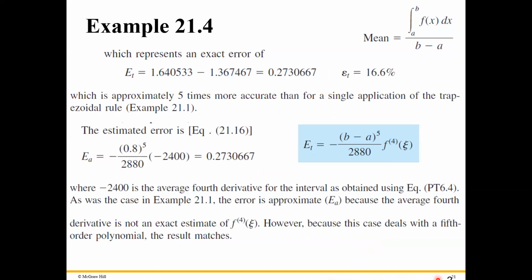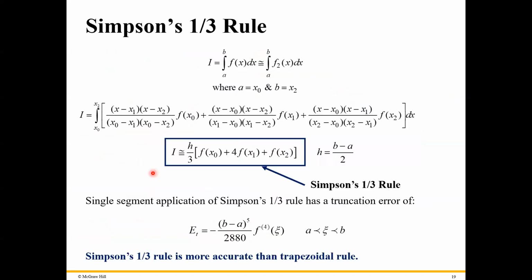Going forward in this same example, if we want to find the approximate error, we can find it from this equation. Simply we will input the values into this equation and then find the fourth derivative.